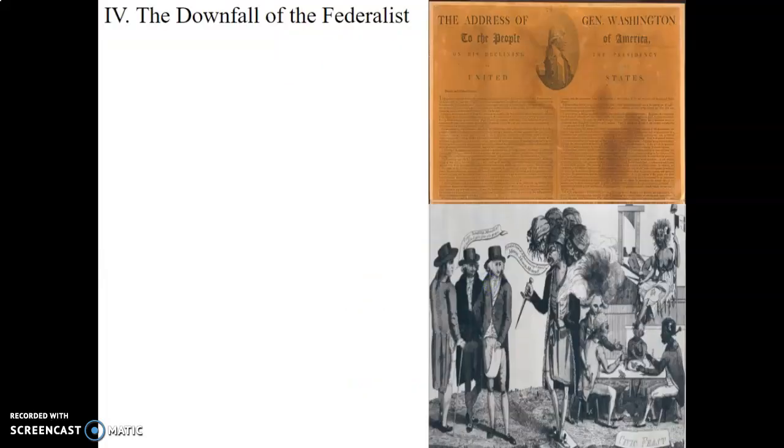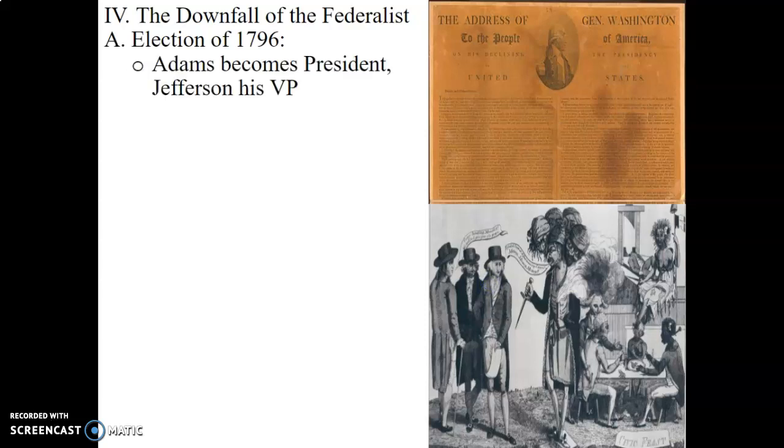We have the downfall of the Federalists. The election of 1796, after Washington came out of power, we have Adams become president. He was the second president, and Jefferson was his VP. Even though they were going against each other, back in the day, if you didn't win, you became VP. So it wasn't like you choose your running mate. The guy that doesn't win becomes VP.